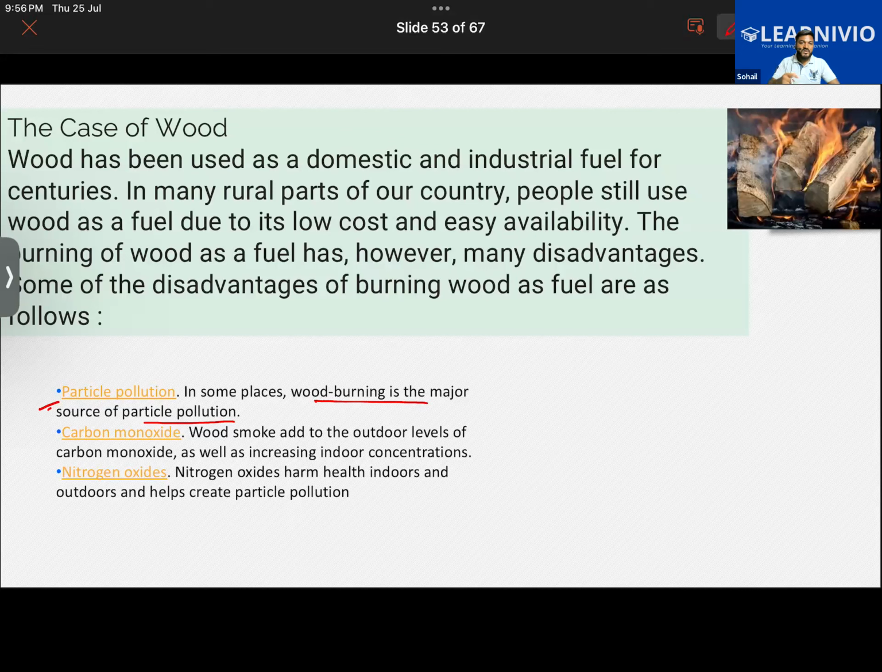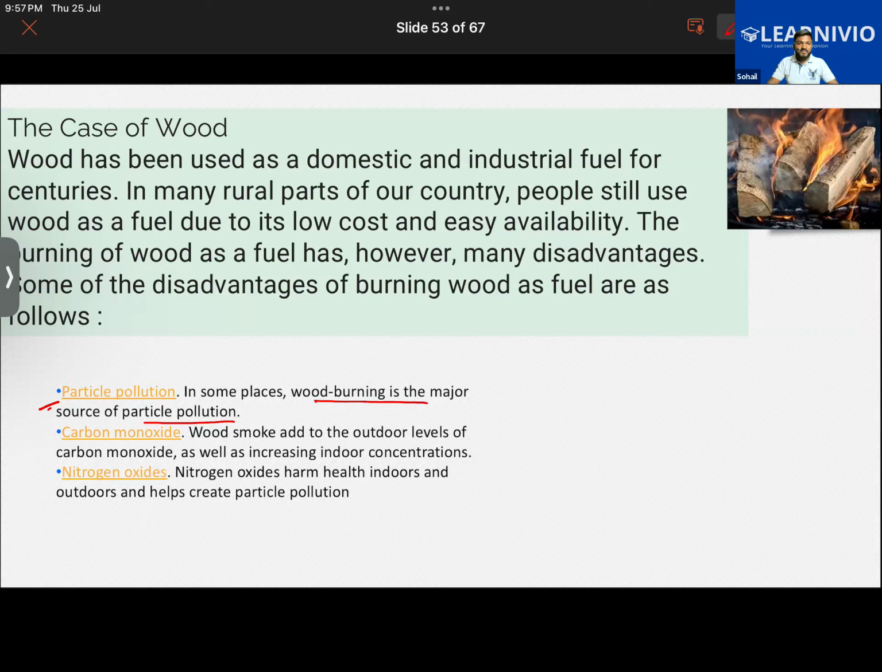Particle here refers to the unburned carbon particle. Getting it? So burning of wood would be releasing unburned carbon particles in the air, and many times, particularly the rural women would be suffering from respiratory diseases because of inhaling the unburned carbon particles coming out of the mud stove, right? Carbon monoxide will also be given off due to burning of this, right?